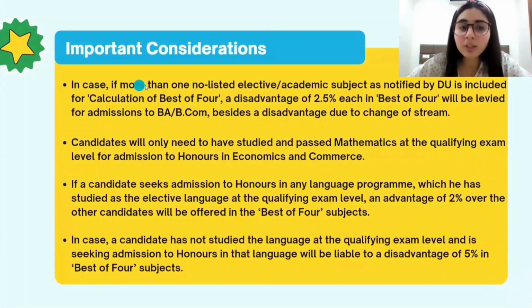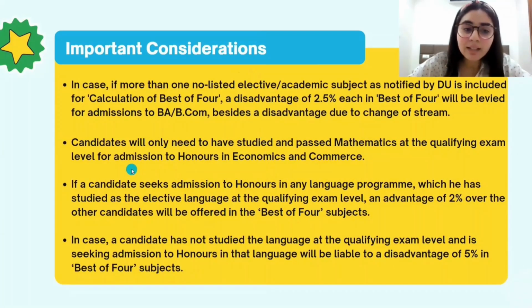So in case more than one non-listed subject is included while calculating best of 4, a disadvantage of 2.5% will be imposed for admissions to courses like BA or BCom, besides a disadvantage due to change of stream. So if you have included 2 non-listed subjects, then you will have to face a deduction of 2.5%.